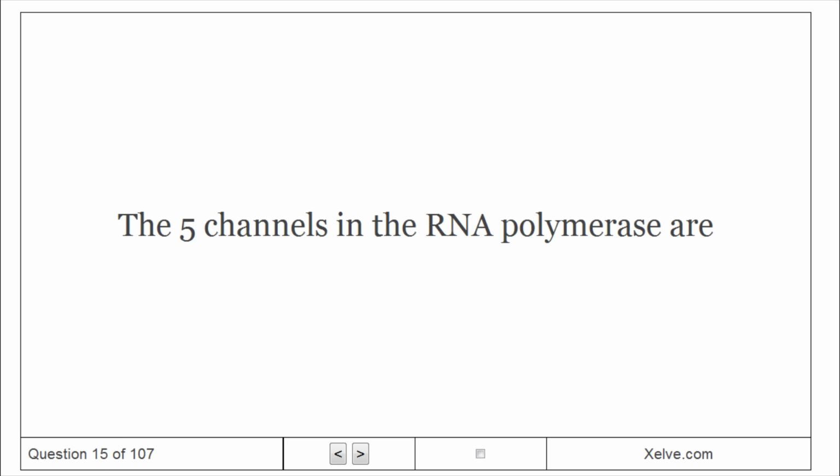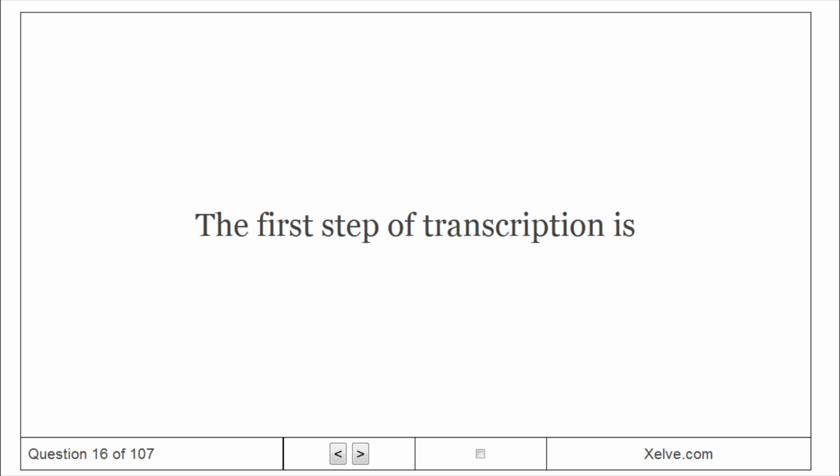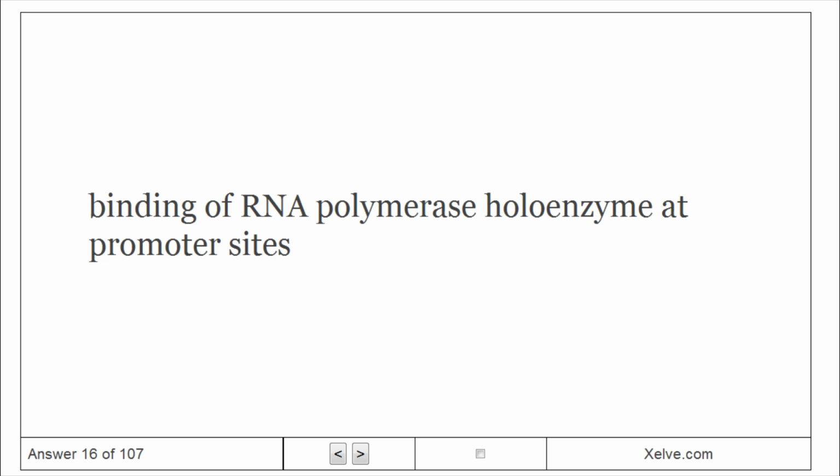The 5 channels in the RNA polymerase are NTP uptake, RNA exit, non-template DNA, template DNA, and downstream DNA. The first step of transcription is binding of RNA polymerase holoenzyme at promoter sites.